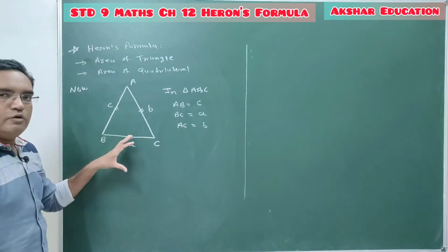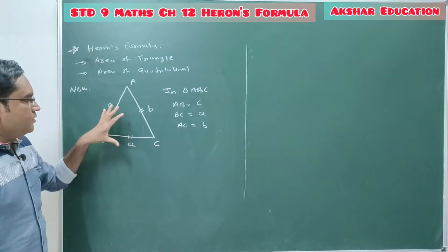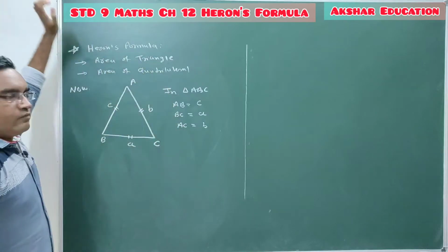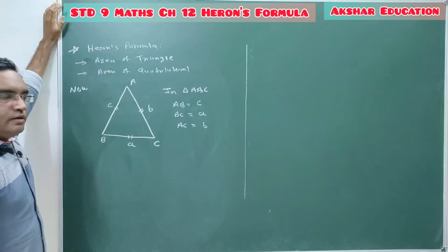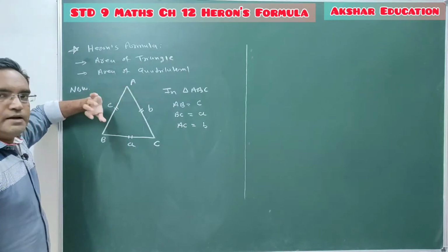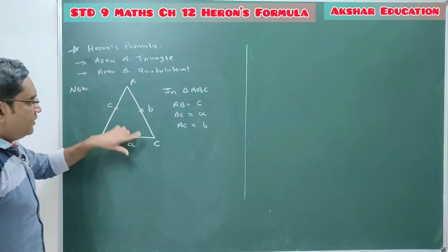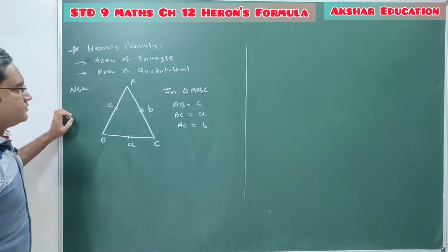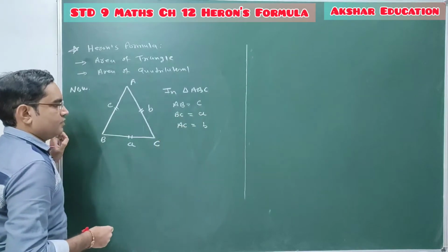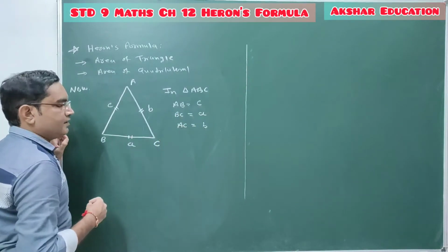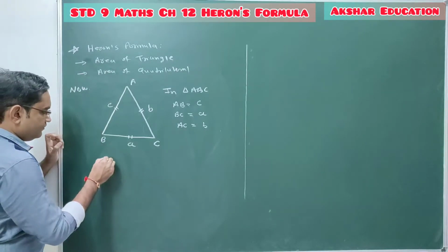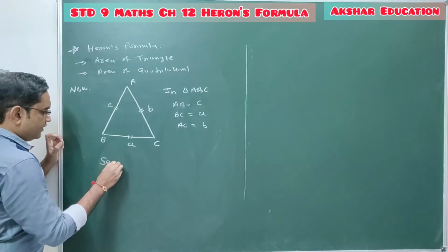If you want to find the area of any triangle in which three sides are given, you can find the area of the triangle by using Heron's formula. What is the basic requirement? We must require the measure of the lengths of all three sides. So here in triangle ABC, three sides are given. The measures of these three sides are small a, small b and small c. So to find the area of this triangle by using Heron's formula, first we require the semi-perimeter. What we require? Semi-perimeter.